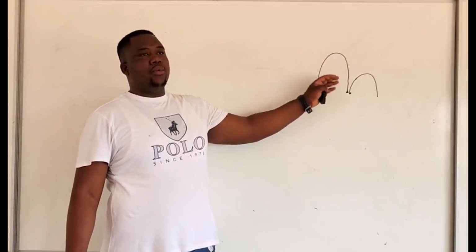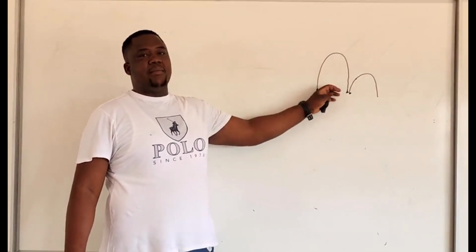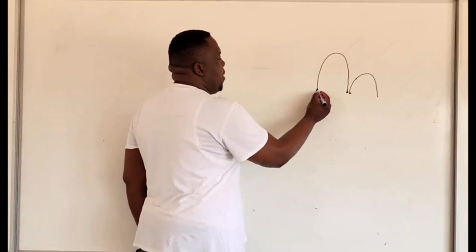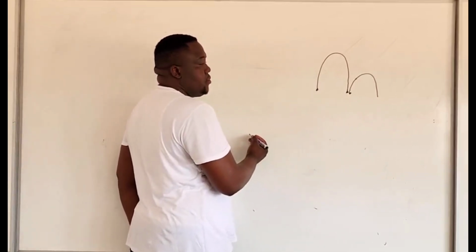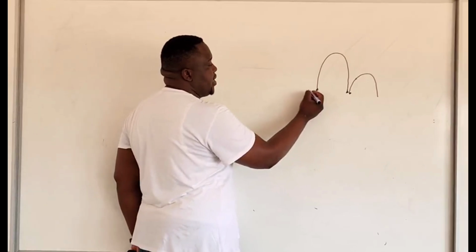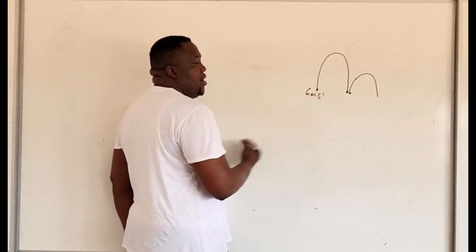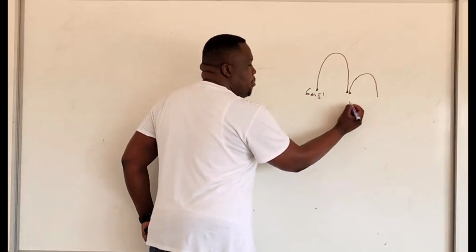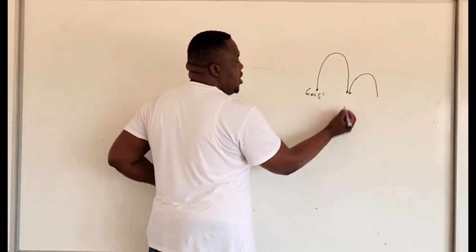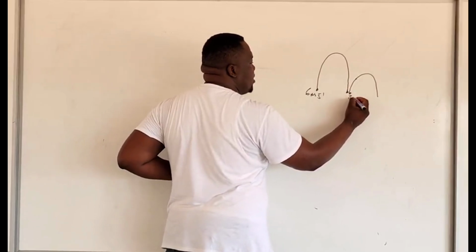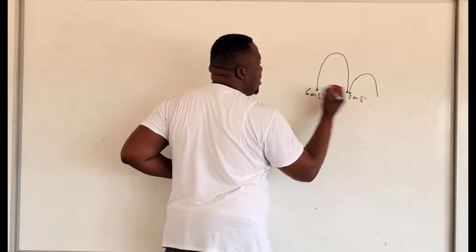We want to draw a velocity versus time graph for this scenario. This ball is projected up at 6 meters per second. It projected up, then it bounced. It bounced back, and when it bounced back, it will be at 3 meters per second.